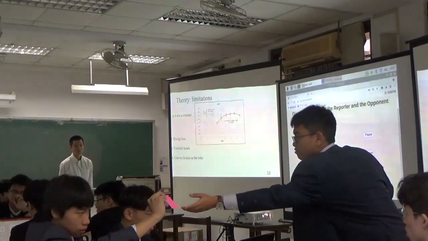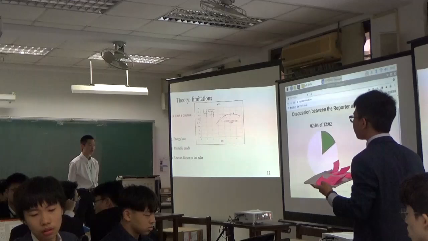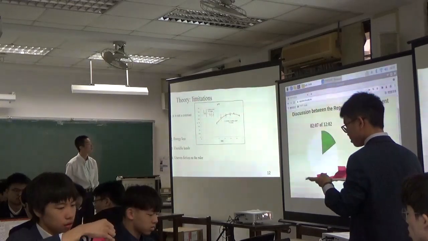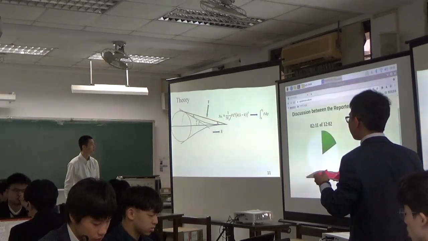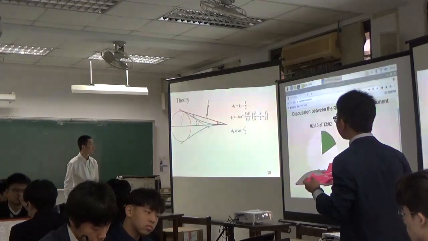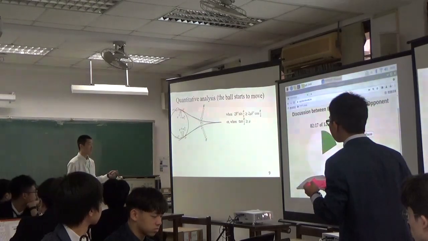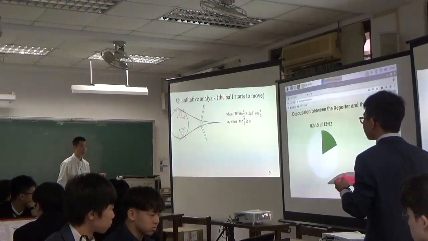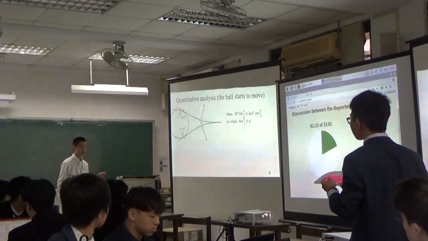Is it related to the angle of the ruler? Sorry, what do you mean? When the ball is ejected, is it related to the ruler's angle? Actually, I use the critical angle to analyze whether the ball will move. The ball will move when the angle reaches the critical angle.